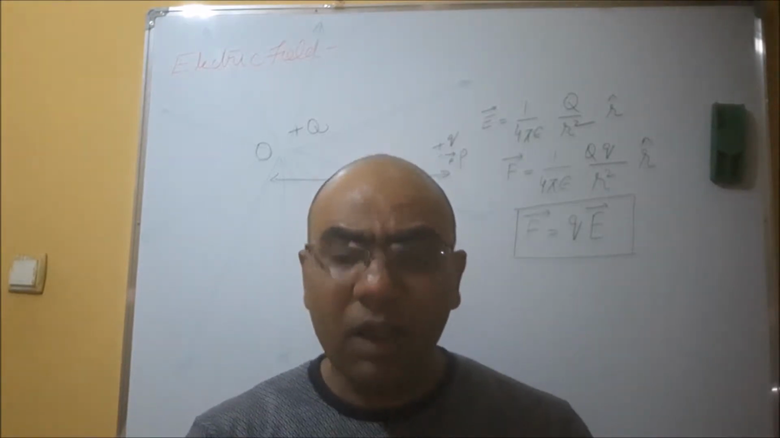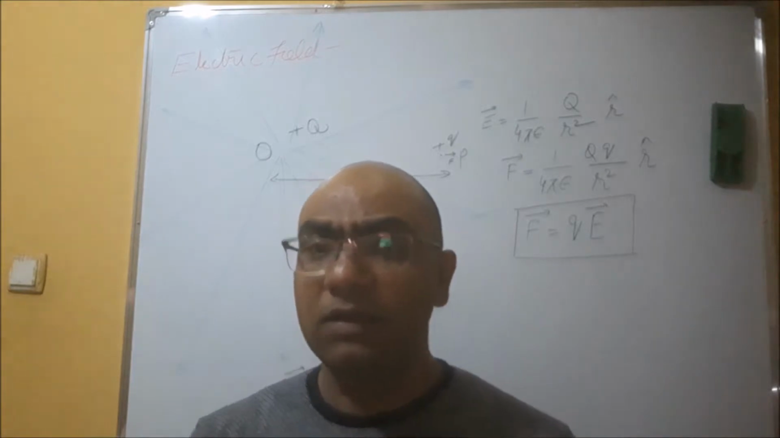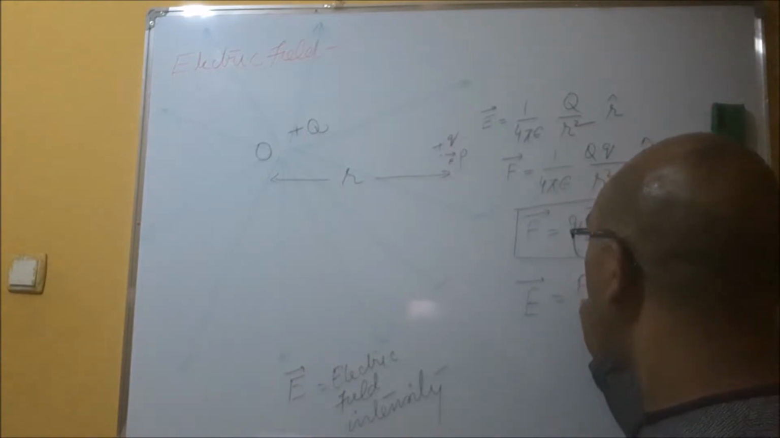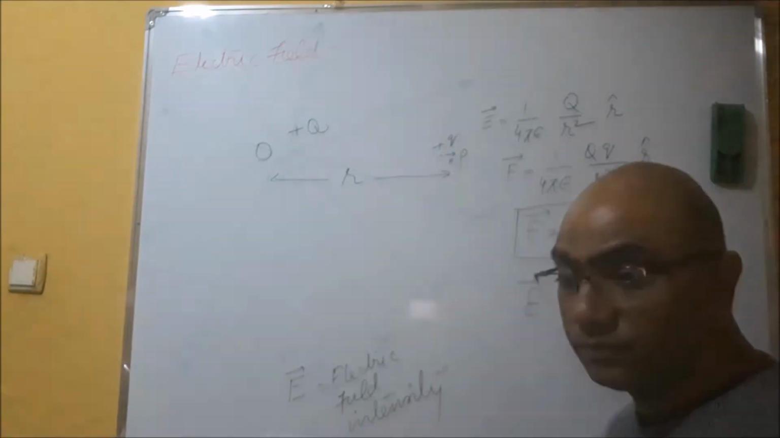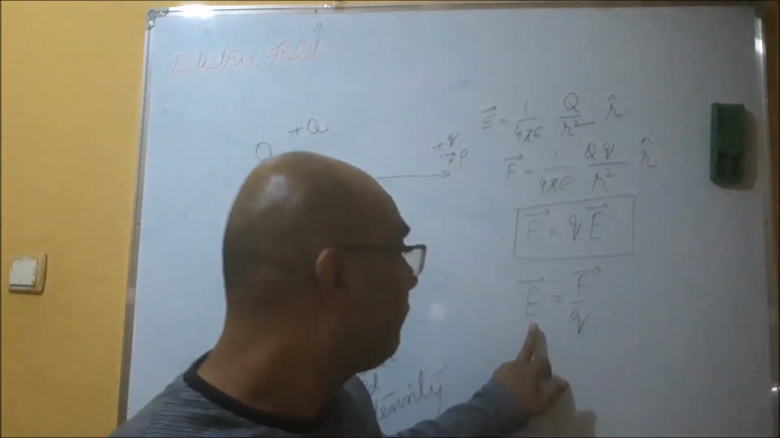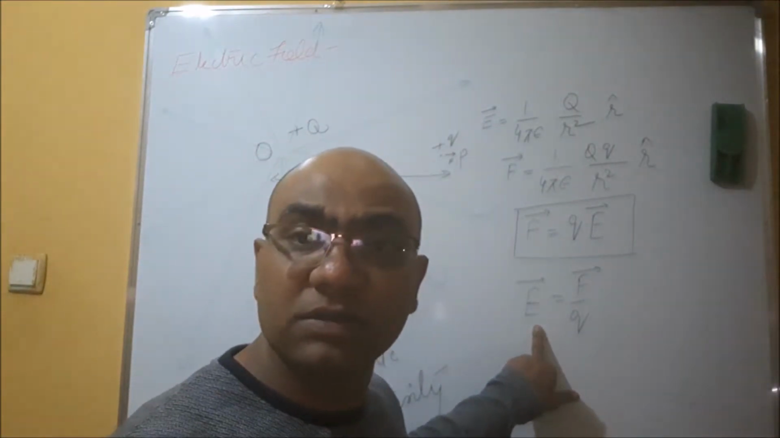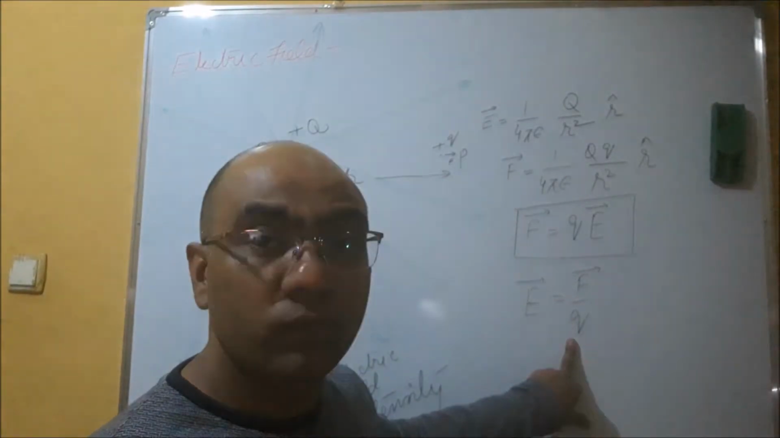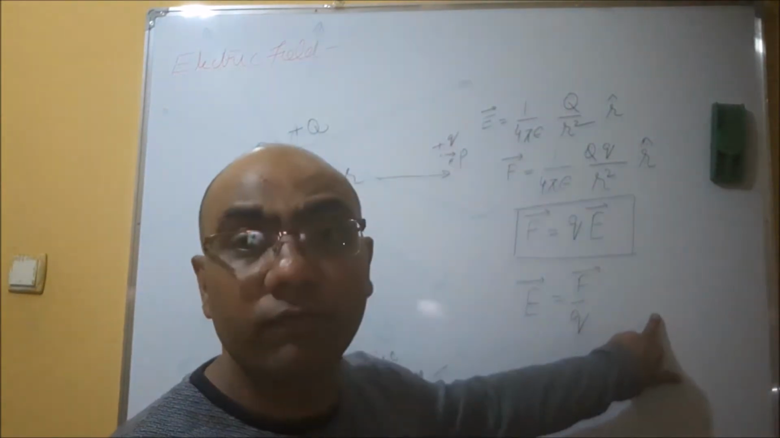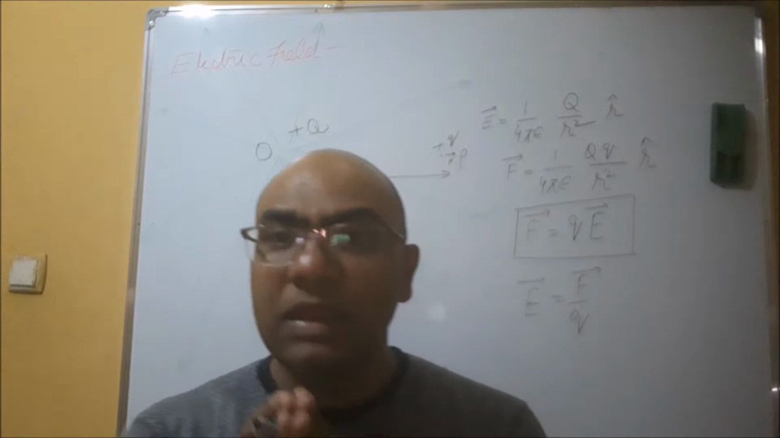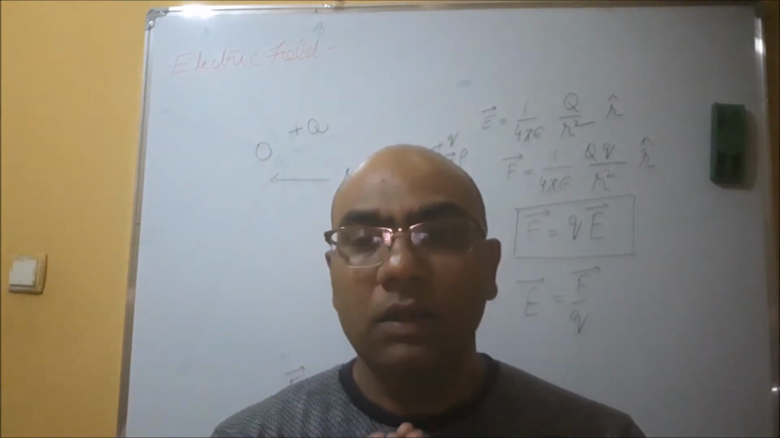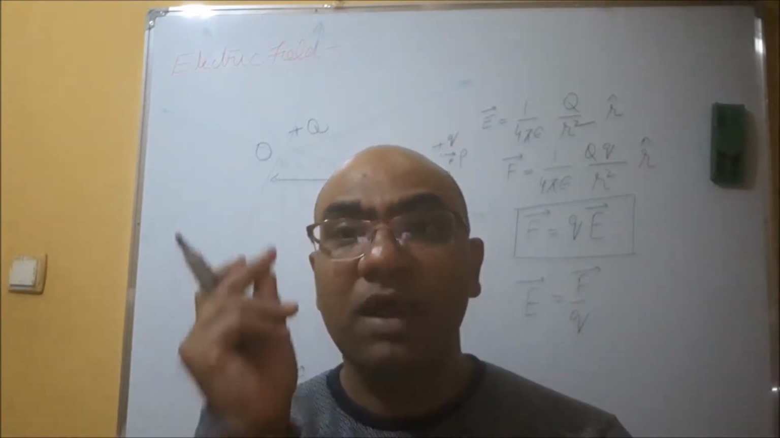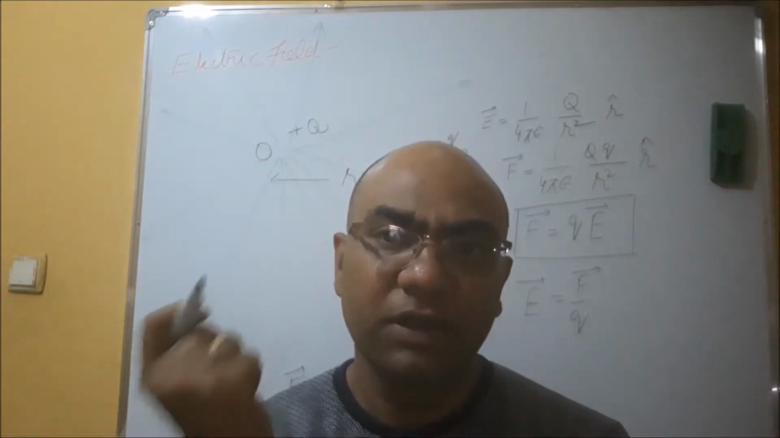Right? Again, if I want to write the value of E, so what is the value of E? E is F upon q. So in this way, I can define this electric field intensity. What is the electric field intensity? If I put q equals to 1, then E equals to F. And hence, the force experienced by a unit charge particle is called electric field intensity.